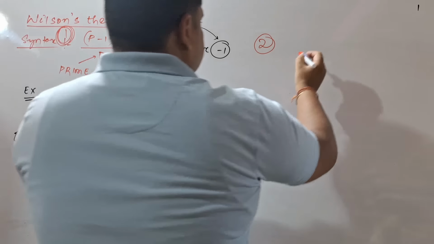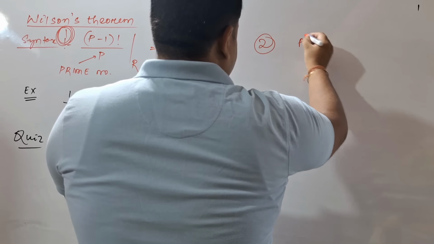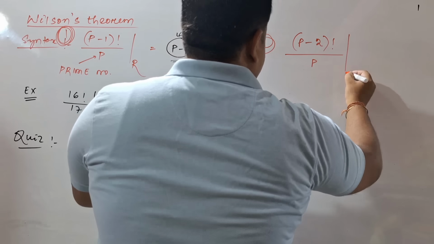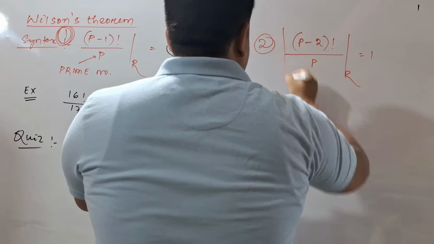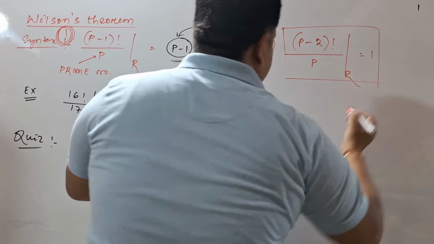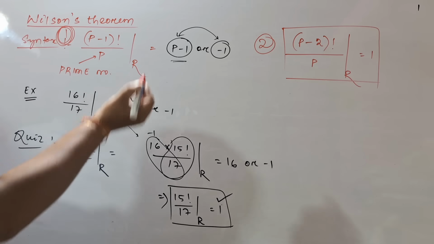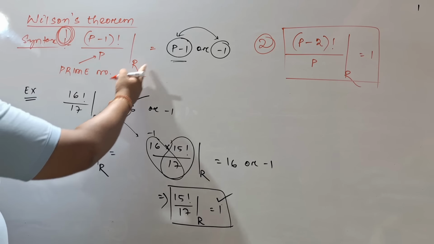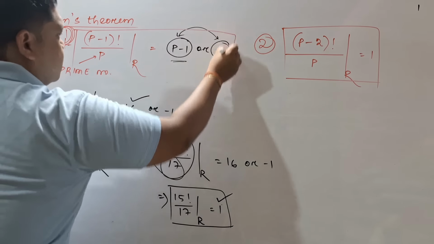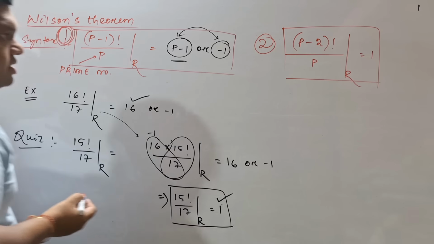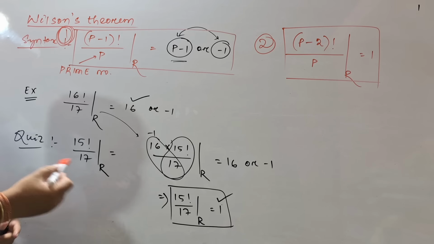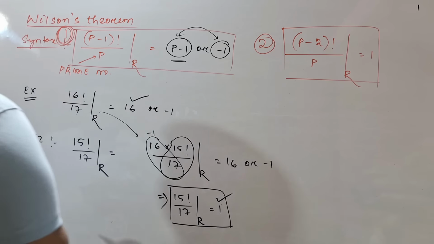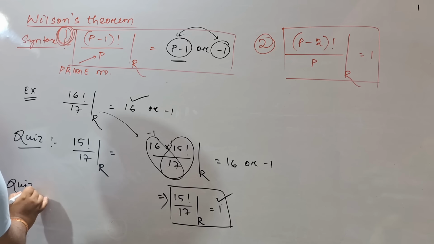The second one is (p minus 2) factorial. When it is divided by p, the remainder is always 1. And (p minus 1) factorial, when divided by p, has remainder p minus 1 or minus 1, where p stands for a prime number. Now I am going to derive another formula.